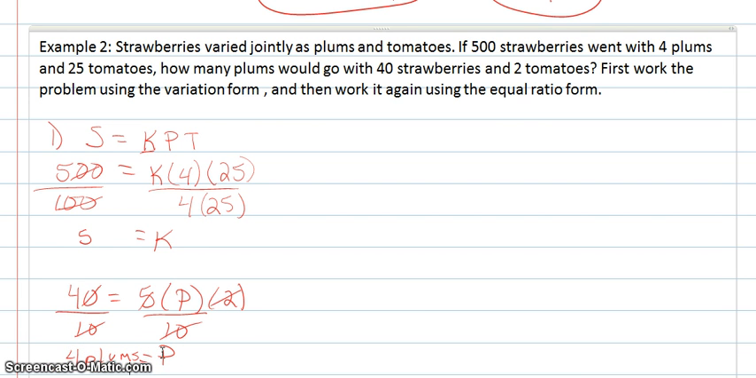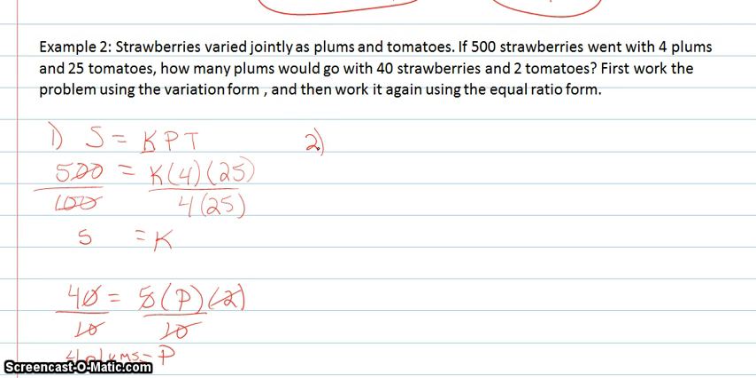Alright, and then we can set that up with ratios, and we'll get the same answer. So just the general setup, we have s sub 1 over s sub 2 would equal p sub 1 over p sub 2 and t sub 1 over t sub 2. Then we just fill in the information and we're able to immediately solve for the number of plums. So we start out with 500 strawberries, 4 plums, and 25 tomatoes.